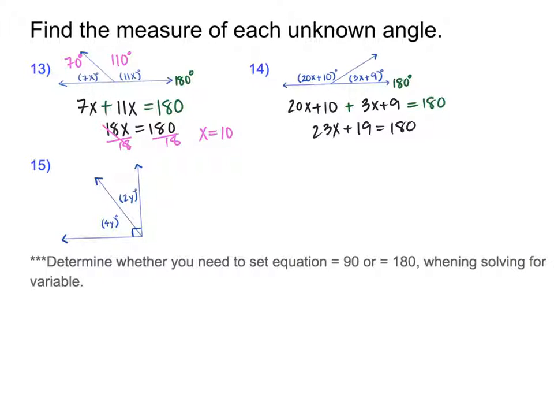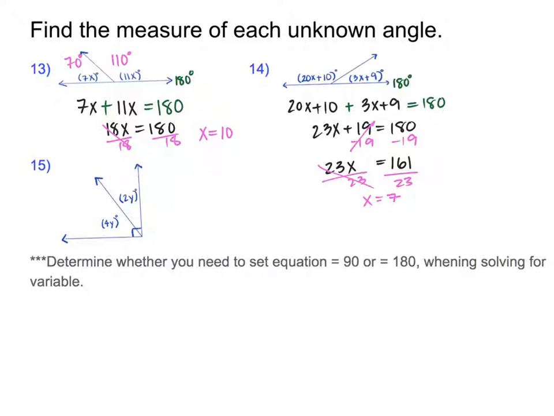Then I need to get the x by itself, so maybe move that 19 over. That cancels. So 180 minus 19 is 161. 23x comes down, and now I need to divide by 23. So x is equal to, let's see what 161 divided by 23 is. I'm grabbing my calculator here, and that is 7. So I get 7 here.